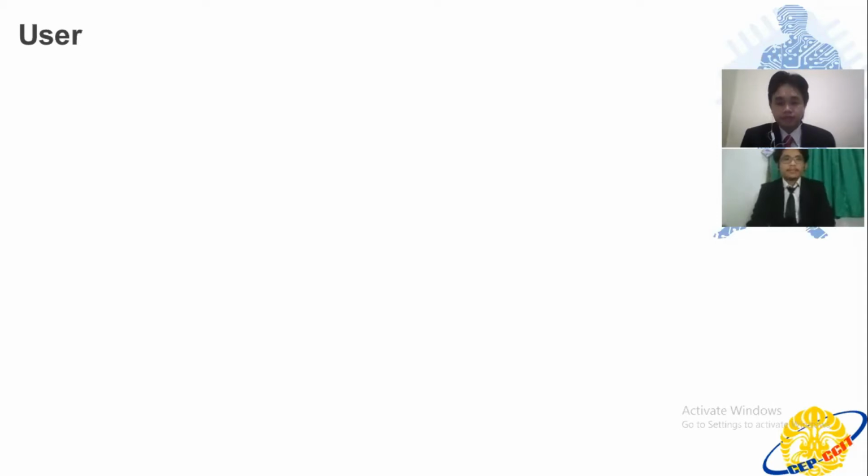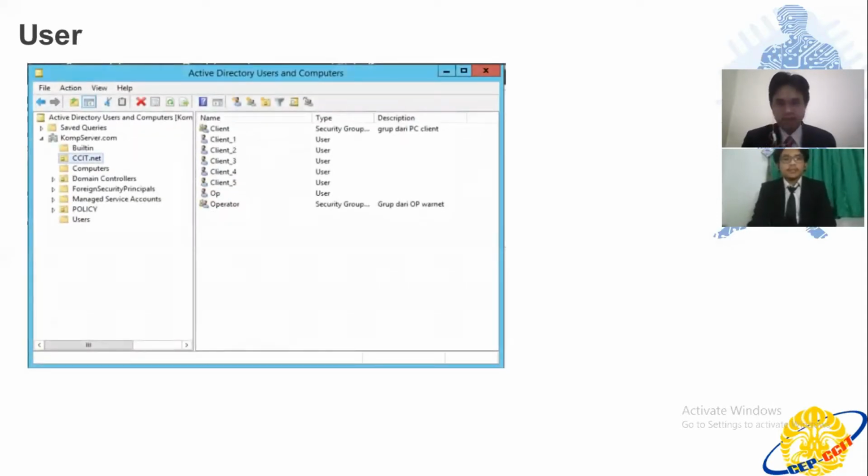Okay, first is user. We create users on the server so the Windows 7 can connect to the server by the domain. Here are the users. First, there is an OP, and then there are clients. For the clients, we create 5 clients, for the 5 Windows 7 special editions.